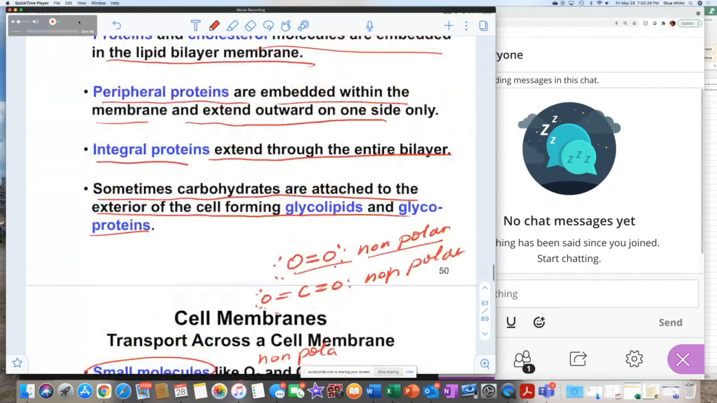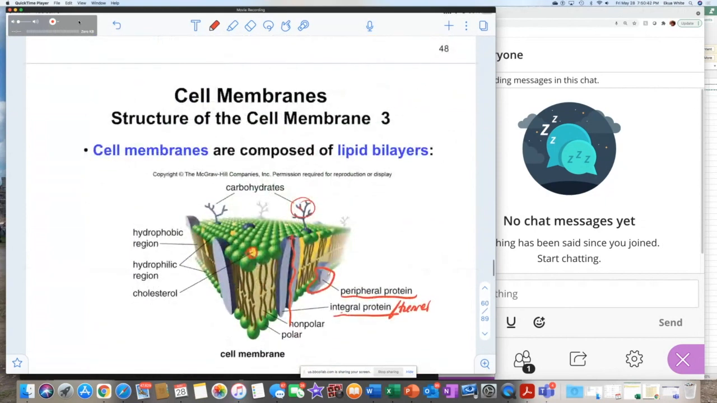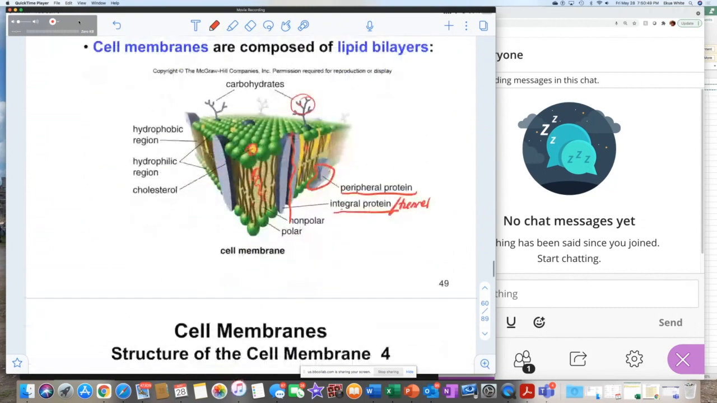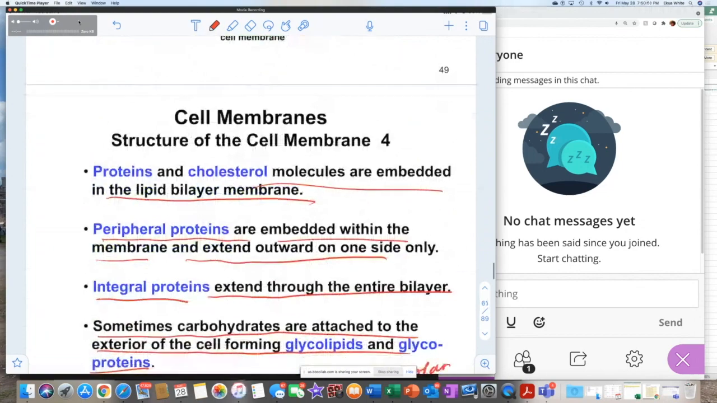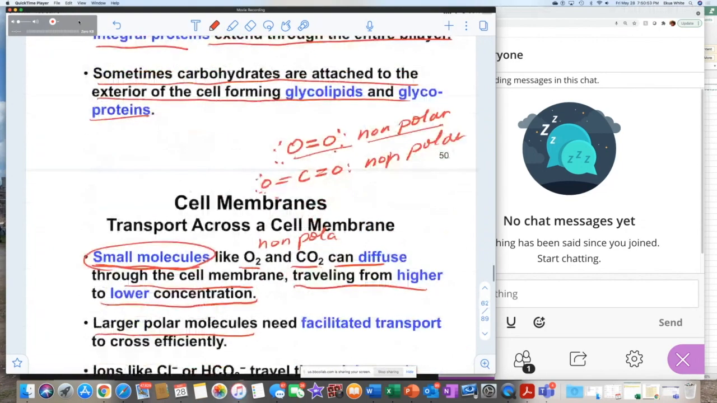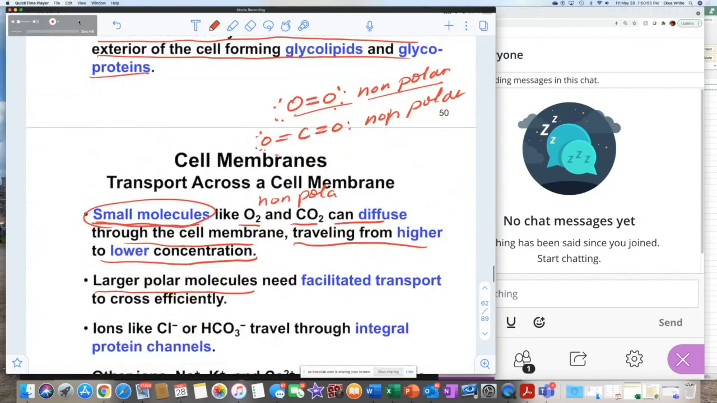Because remember, while the surface of the membrane is polar, the interior of the membrane is nonpolar. So they can travel through here without hindrance from the interior of the cell membrane because their nature matches the interior. So they can easily diffuse through the cell membrane because the inside of the cell membrane is nonpolar like them. But if you have a large polar molecule that needs to move through the membrane, it needs facilitated transport. It needs something to help it out.